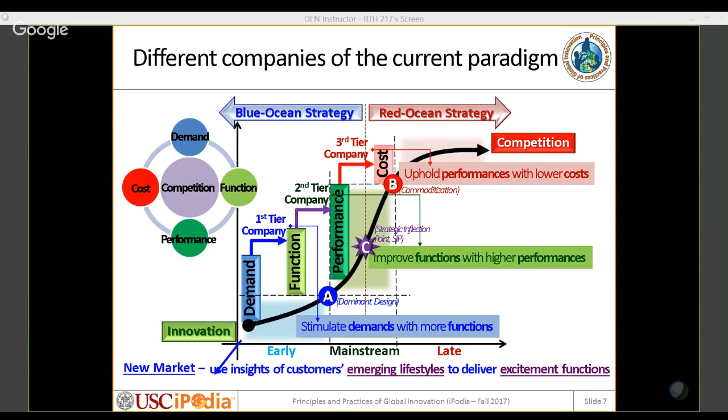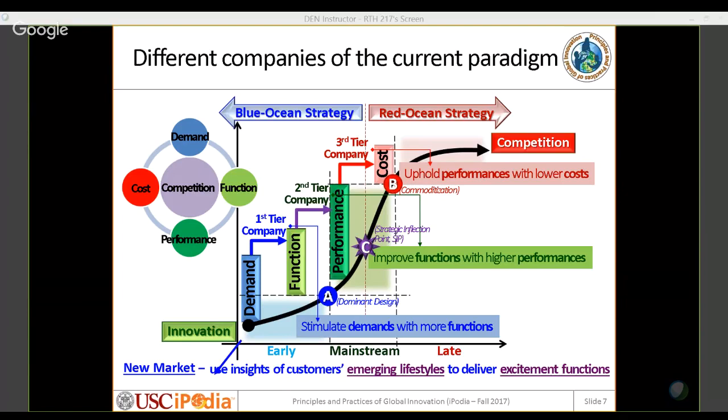It's already been standardized. So they're focusing on price and performance. This is very interesting. By looking at the current paradigm, you can clearly see which company is in which category. Just look at the business strategy. This has nothing to do with how big they are.